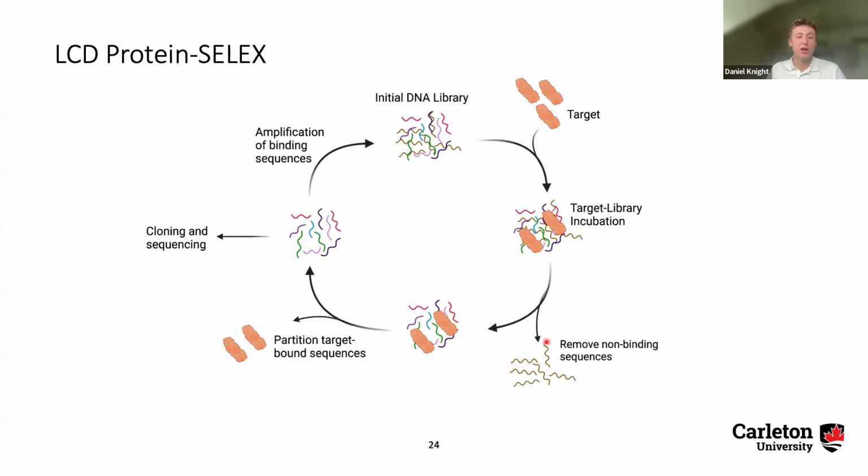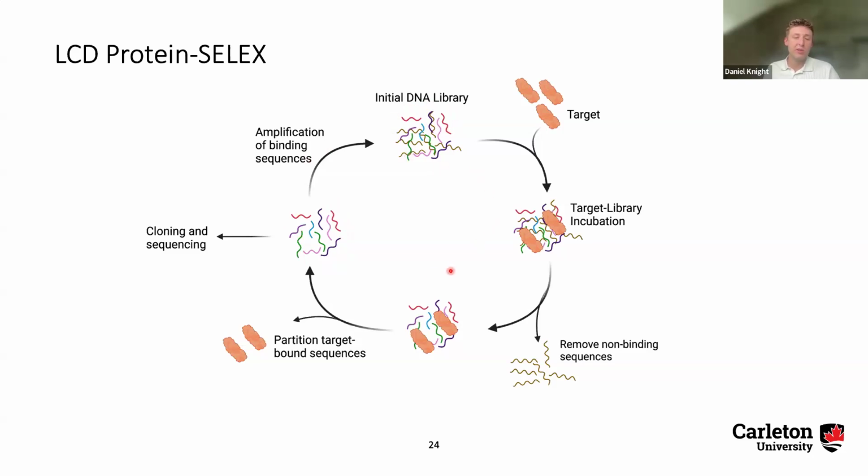Once we remove non-binding sequences, we're left with the target-DNA complex. Then through a multitude of different techniques, you can isolate those bound sequences. So then you end up with only the DNA, which is then subject to PCR amplification. And then you get this enriched pool for your subsequent rounds of selection.